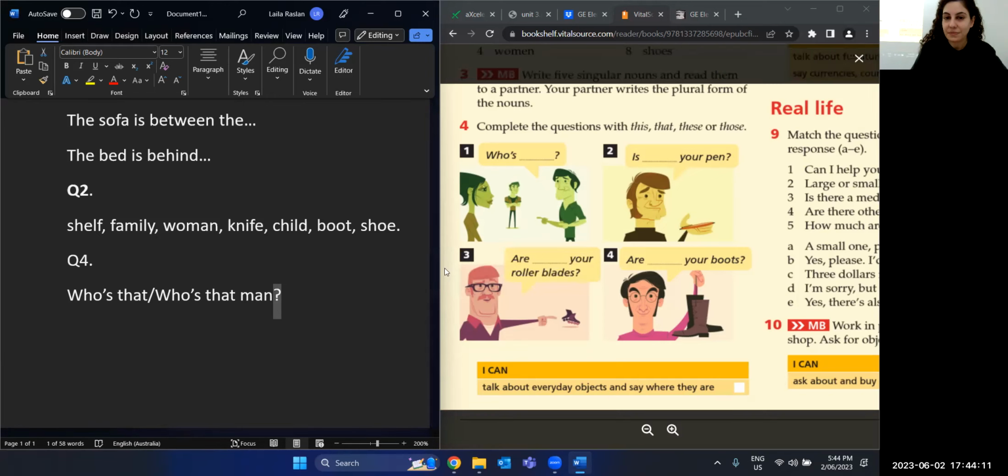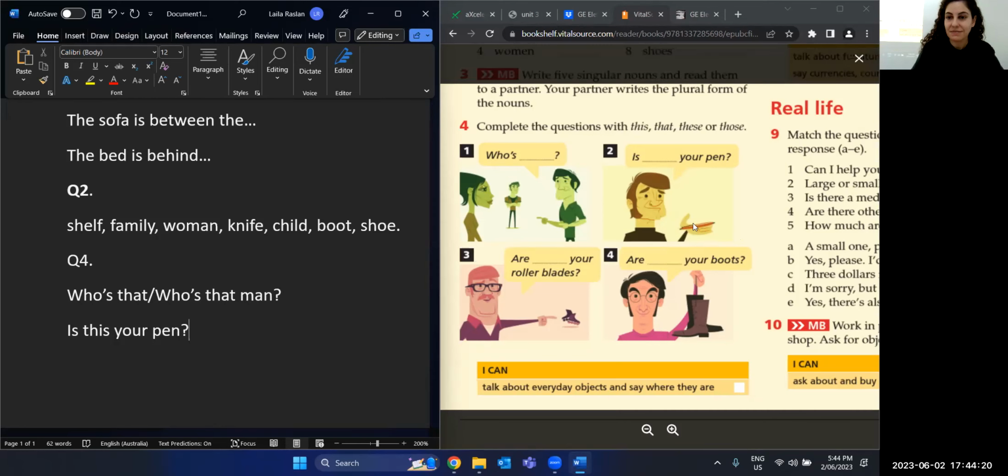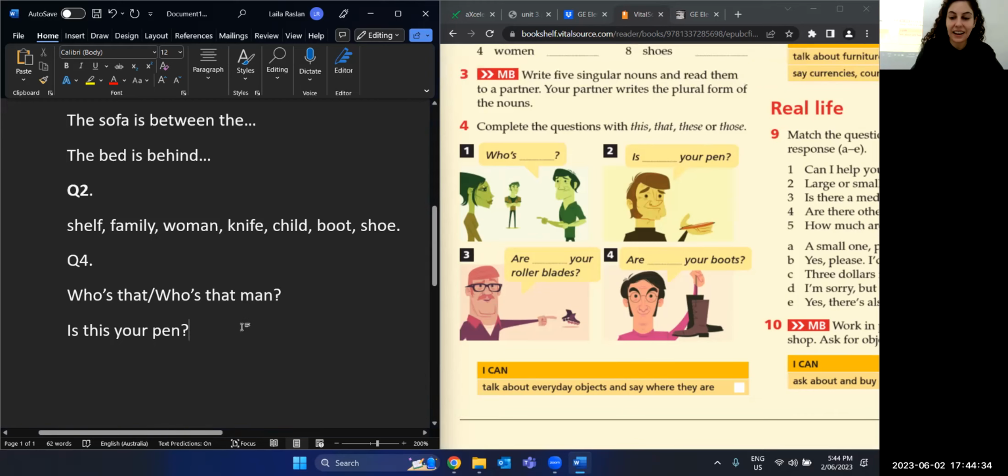Number 2. Is this your pen? Why this? Because it's touching the object, the pen. It's very close to him. He can touch it. So is this your pen? If I said, is that your pen over there? Number 3, are. Looks like they're far away. Are those your roller blades? They're far away. Are those your roller blades?